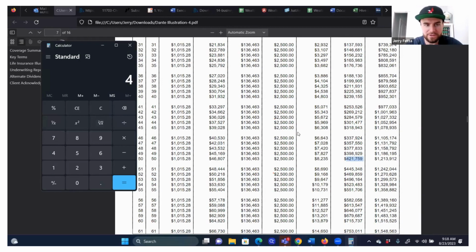That's an increase over the previous year. So 421,759. The previous year, he had 398,929. Okay, an increase in cash value of 22,830. Right now, how much did Dante put in? Dante still only put in $2,500.